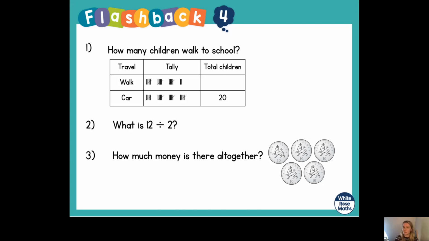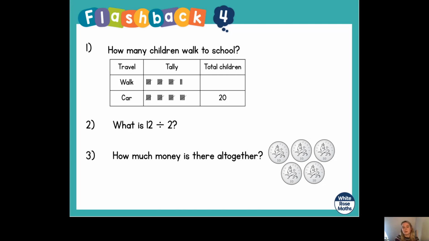So could you use one of the methods that we've learned, either sharing or grouping, to help you answer this question? Then number 3, how much money is there altogether? So look at the value of one of the coins, and then can you create an addition or a multiplication number sentence to find out the total value? Okay, pause the video now and have a go at your flashback.